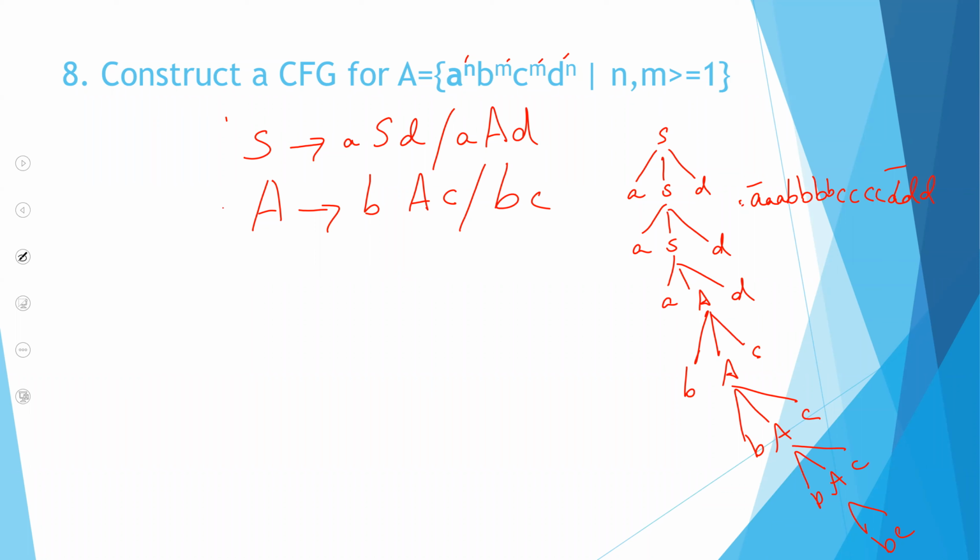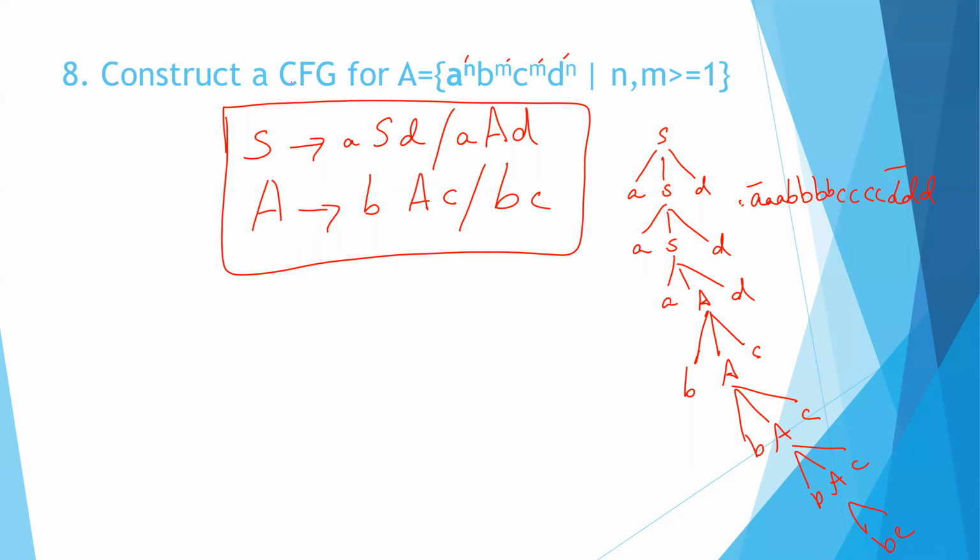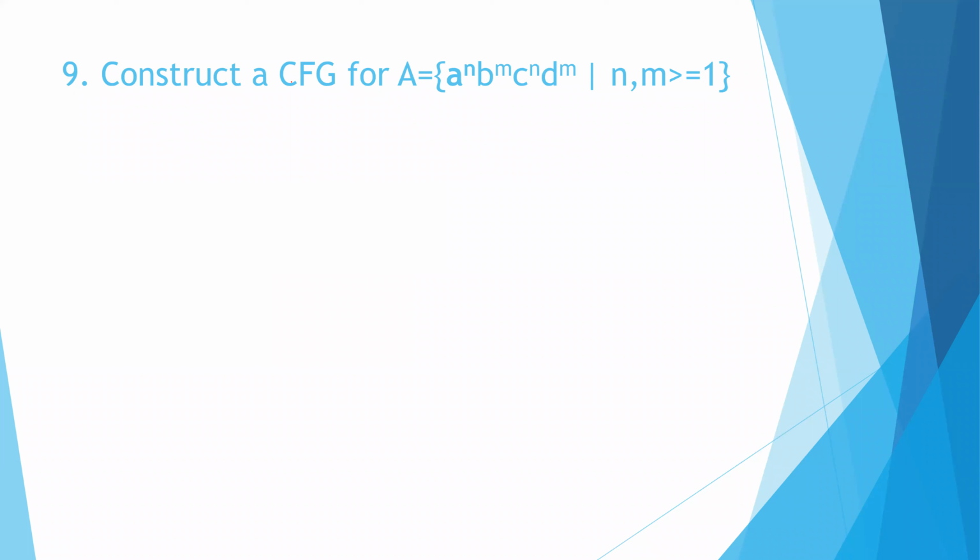So this is the grammar for A raised to N, B raised to M, C raised to M, D raised to N. I recommend try drawing a tree and then build up the grammar, because I feel that is easier. That is easier to imagine when you can terminate and all that. Okay, we'll go for another one.